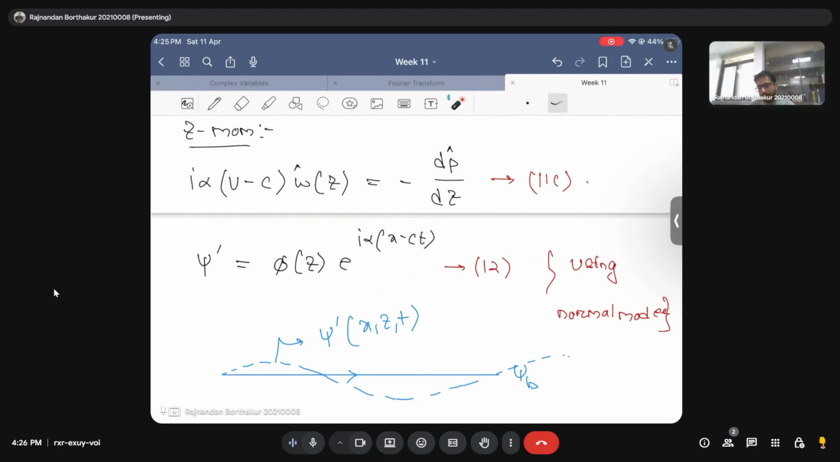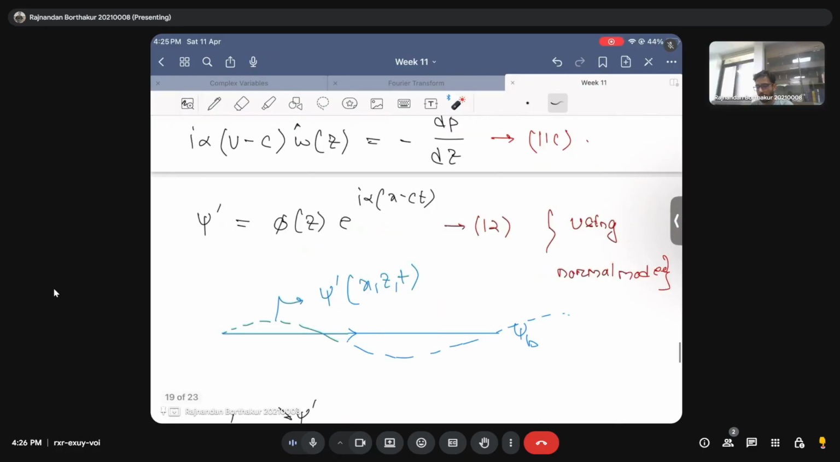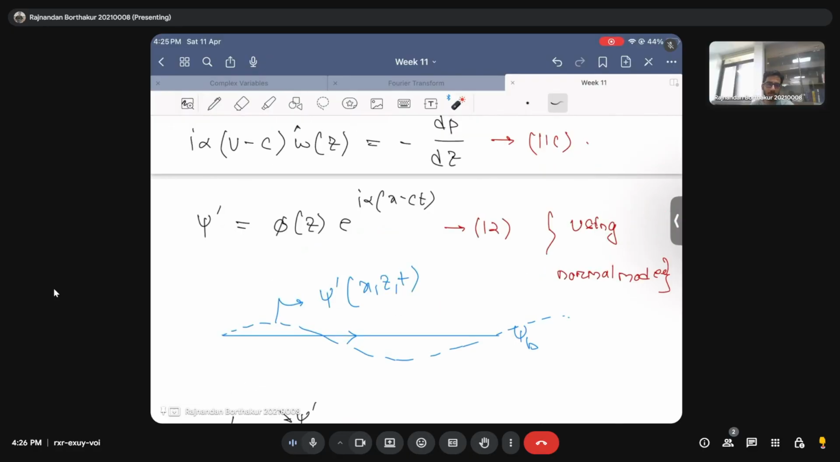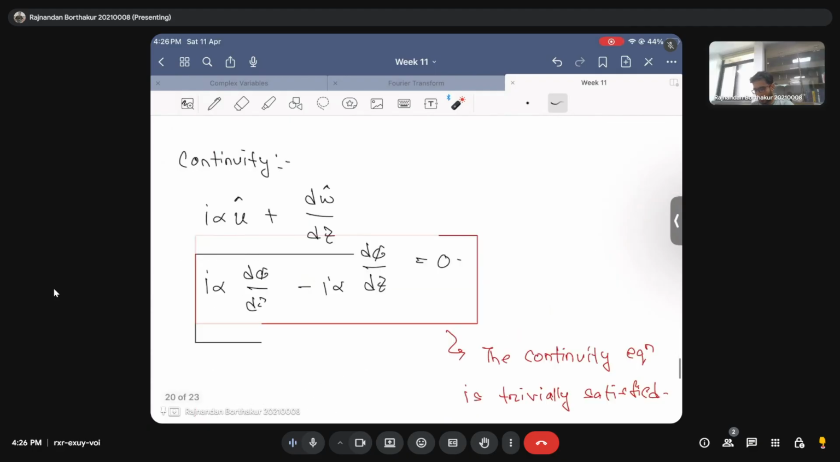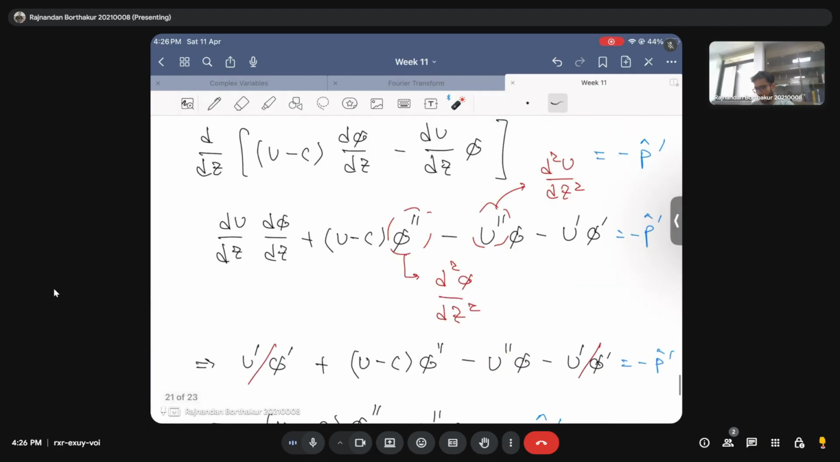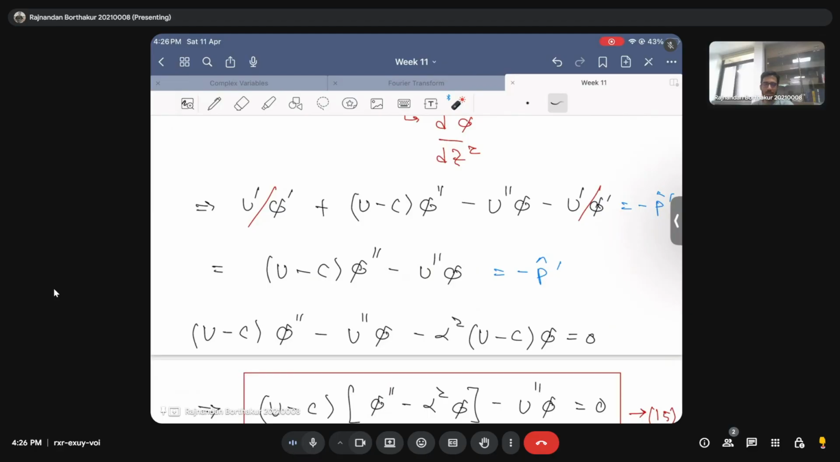Now in order to solve for phi, it appears that pressure was also in our problem, so we also needed to eliminate pressure. When we eliminated pressure, we got a single equation in phi, which we call the Rayleigh stability equation, and this explains the stability of inviscid parallel flows.